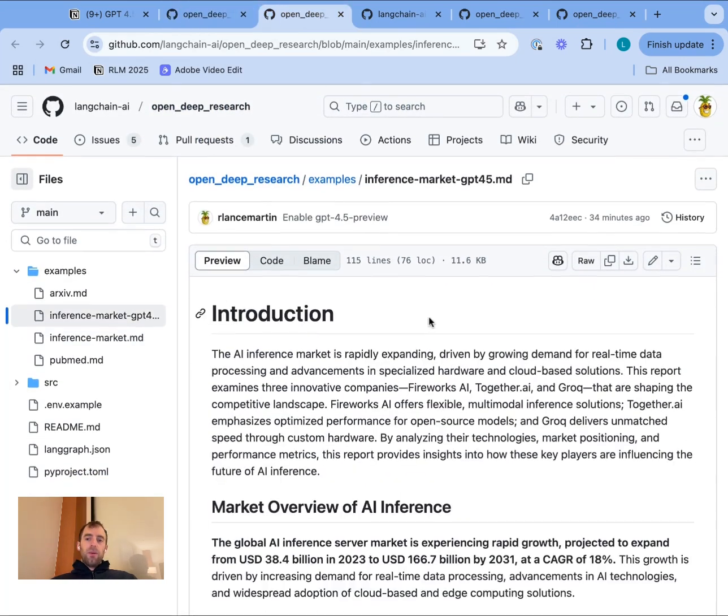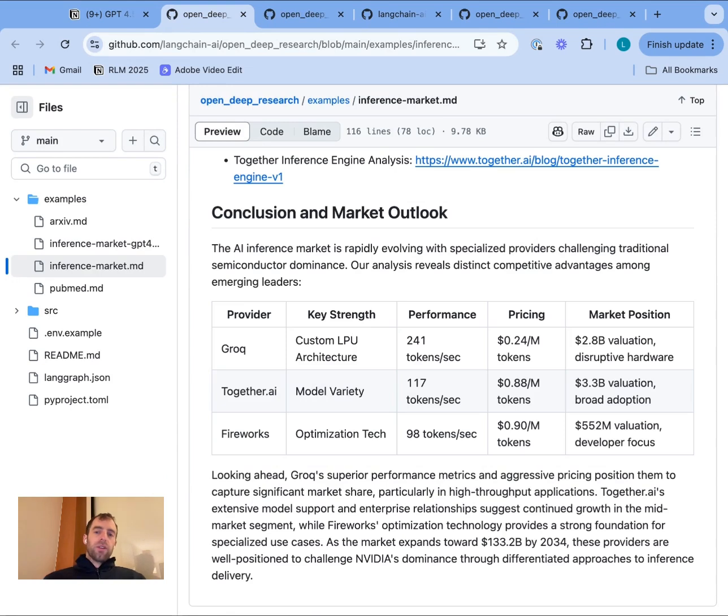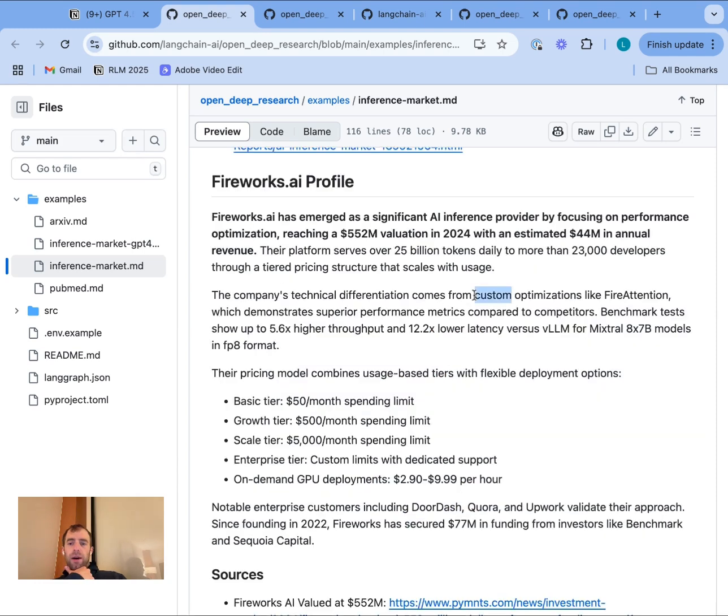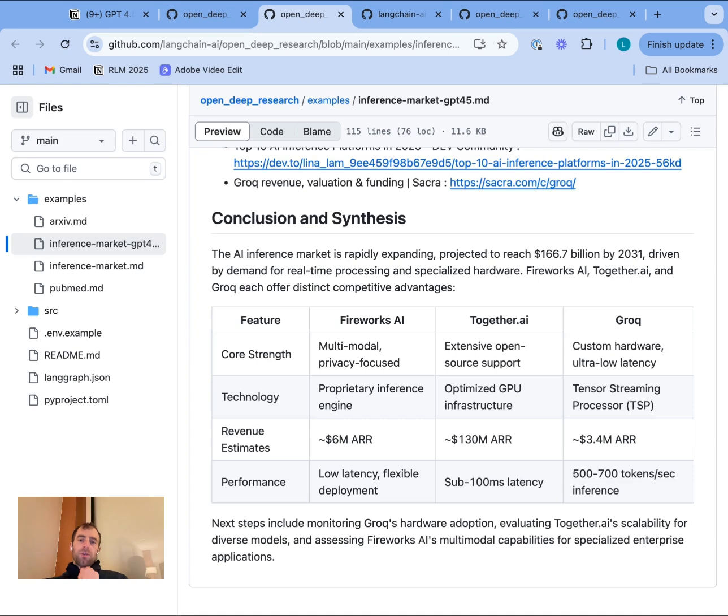Now we can look at what we get with 4.5. Let's just look at the conclusions to compare them side by side. So here's the baseline conclusion. Talks about the AI inference market rapidly growing. Gives us kind of a breakdown of the providers and their various market positions and valuations. Pricing calls out market expansion, calls out Groq's differentiated hardware, so superior performance metrics, as we know, Groq has their own chips. Talks about Together's momentum and enterprise relationships, Fireworks, strong optimization technologies. Let's see what GPT-4.5 gives.